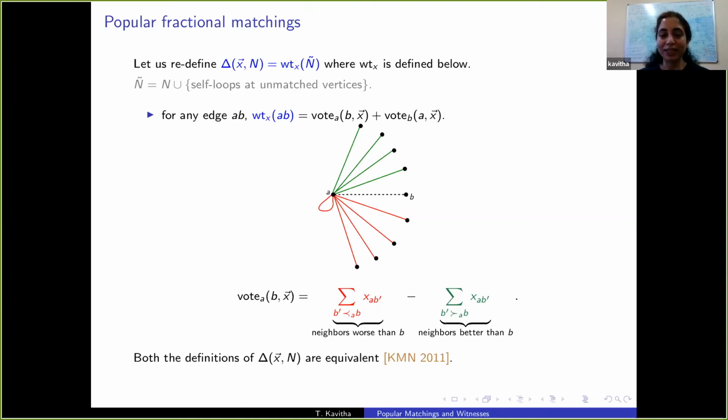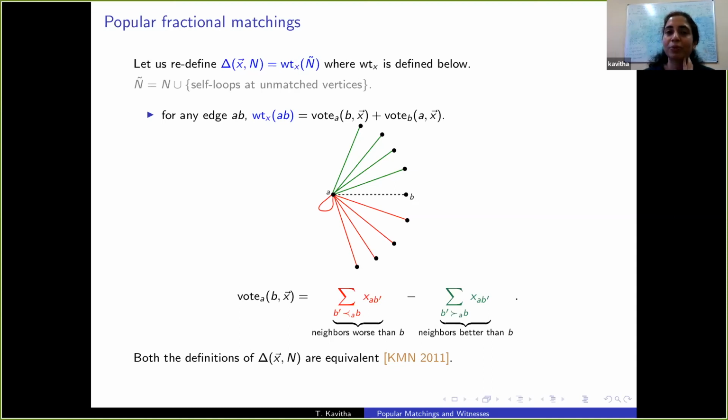In fact, we extended the notion of popularity to fractional matchings in this paper. So both definitions of delta x comma n are the same. What looks like a natural definition but may not look rigorous is actually fine, because we could have redefined delta x comma n as the sum of votes of all vertices in the manner given here along the edges given by n tilde. n tilde is basically just putting in self loops and so on. Let's stick with the previous definition because that's more natural. Either way is fine.